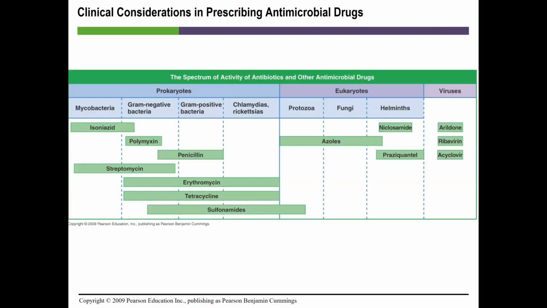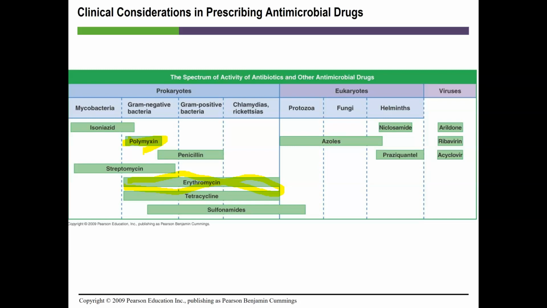Okay, so this is not for memorization purposes. This is just to illustrate the idea of broad and narrow spectrum. If we're looking at something like these polymyxins right here, it's only going to work against a subset of gram-negatives. That makes it a narrow spectrum. Whereas if you look at something like erythromycin right here, it is effective against a wide range of different types of organisms, and therefore it's broad spectrum.